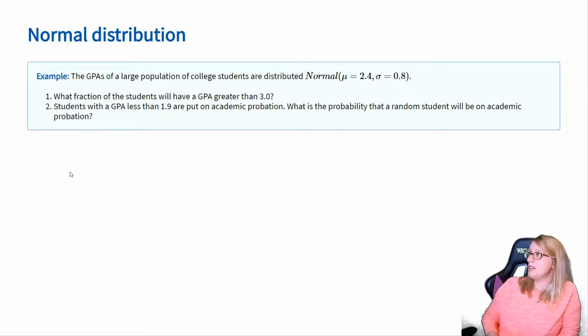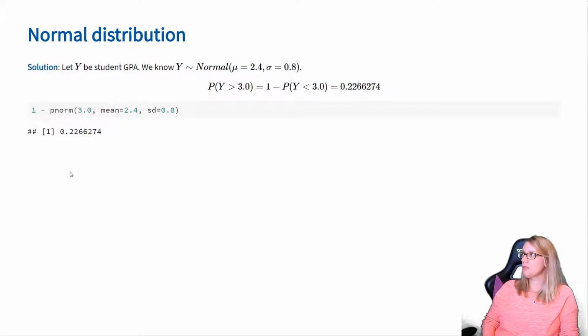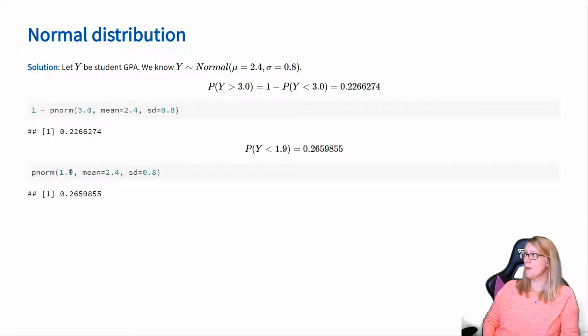Suppose that at this institution, students with a GPA less than 1.9 are put on academic probation. About how many students will go on probation? So we will start by saying that we know that GPA is normally distributed with mean mu, standard deviation 0.8. Using the p-norm function again, the probability that y is greater than 3 is 1 minus the probability that y is less than 3, so about 0.226 for our answer there.